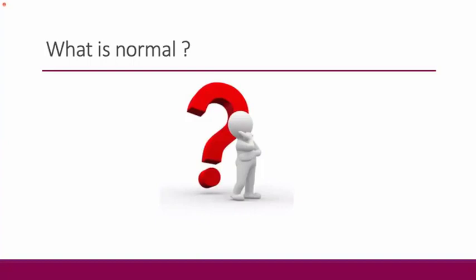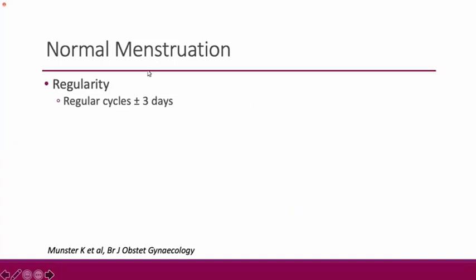So to define abnormality, you have to know the normal, obviously, right? Then only we know what is abnormal. So one is regularity. So we talk about four components: how often the periods are coming, what is the duration of each period when they have the menstruation, and how much blood they are losing, for how long. Those are the four characteristics that we look for.